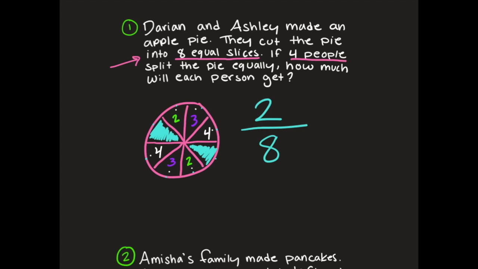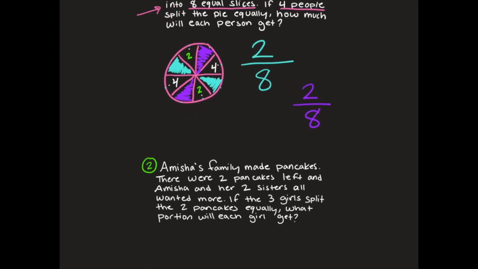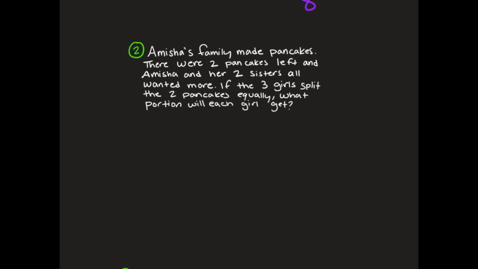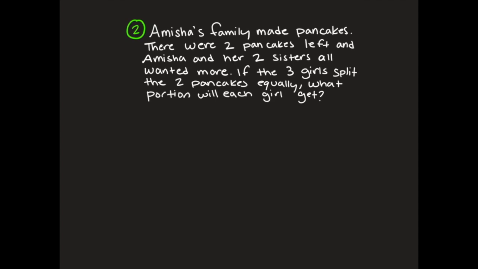Again, we can also check to see, okay, let's say that we are person number 3. They're going to get this slice, 1, and this slice, 2. So they are getting, again, 2 slices out of the 8 total, or 8 possible, that are there. Okay, moving on to our second problem here.